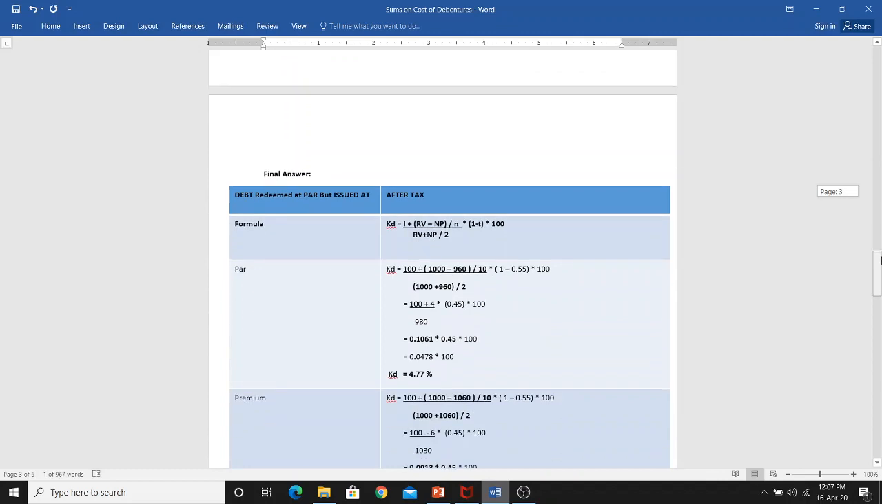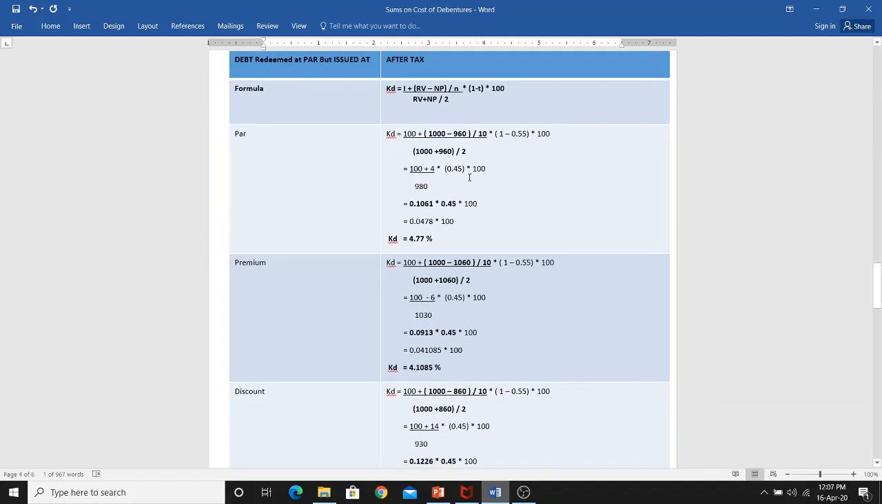So accordingly, I am just substituting the values in the formulas. So 100 is the interest, plus RV 1000, minus NP. If it is par, the NP is 960, divided by 10 because the number of years is 10, and the whole divided by 2, into 1 minus 0.55, into 100. I'll just show you all how this solving is done.